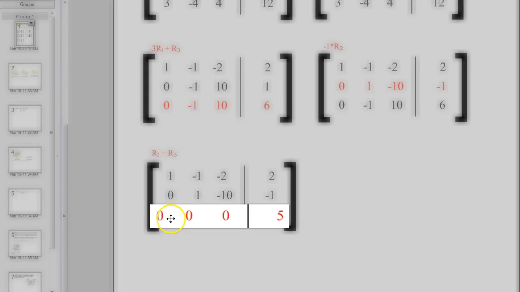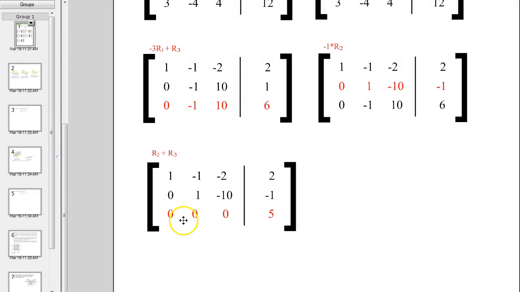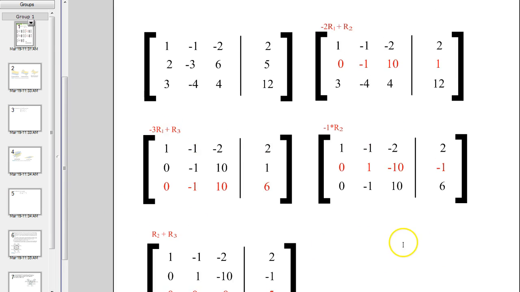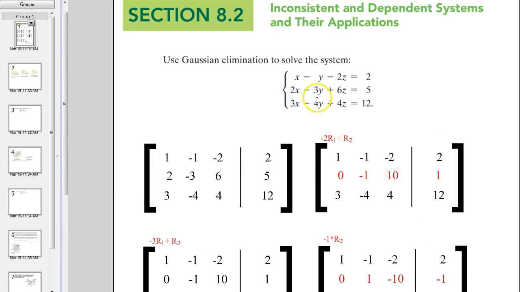Now remember, this is x, y, and z, so 0x plus 0y plus 0z equals 5. Or simply just 0 equals 5, which is not true. And remember, when it's not true, that means there's no solution to the system. So this original system that we were dealing with had no solution.